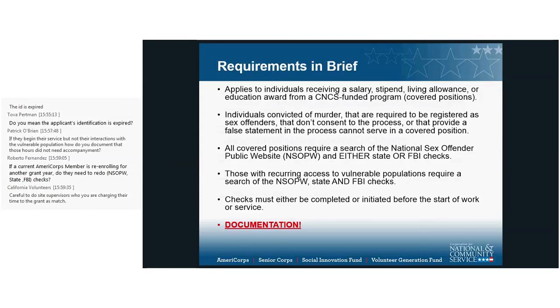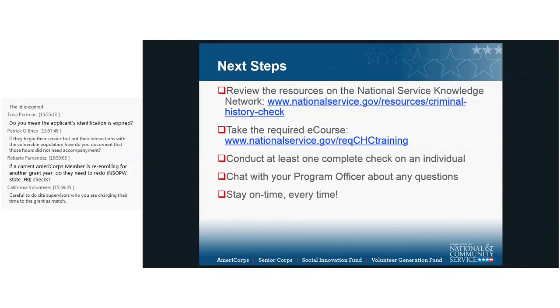So what are the next steps for you guys to do? Definitely go to our Knowledge Service Network page. This similar presentation, the longer presentation, is up on there. That's where you're going to find the link to the required e-course. I definitely suggest you go back home, do a check, and then talk to your program officers about any questions. And just remember, you want to stay on time every time, because non-compliant criminal history checks will result in disallowance.